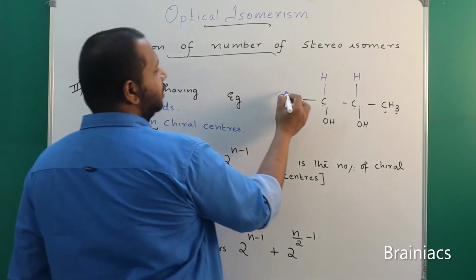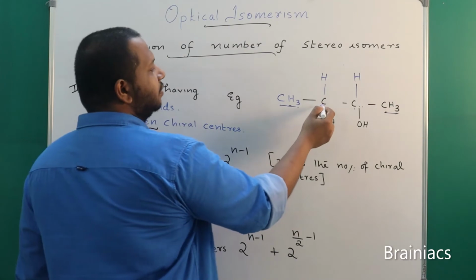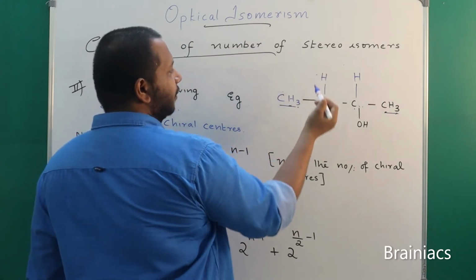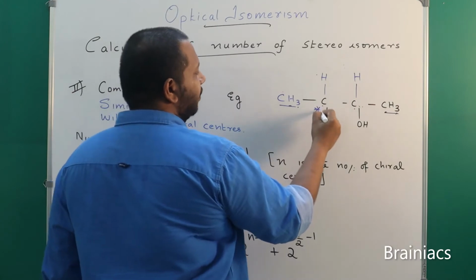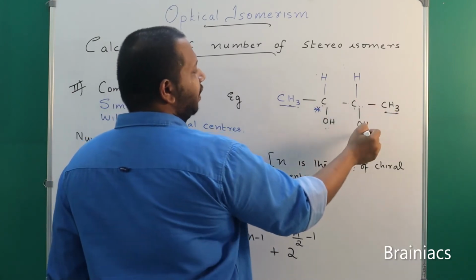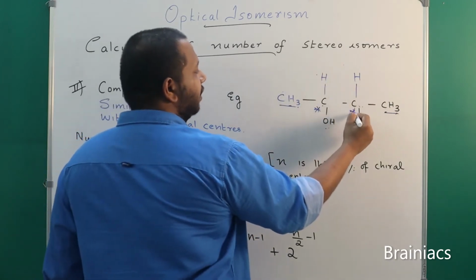Here you can see CH3, both ends are similar, CH3, and here also CH3. And we can see this one, this is a different group, this is a different group, this is a different group, and this is a big different group. So I can say this is chiral. Here also one is CH3, one is OH, one is hydrogen, and this is another big group. So this is also chiral in nature.